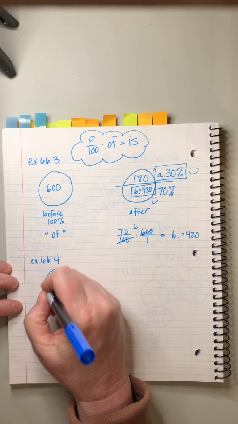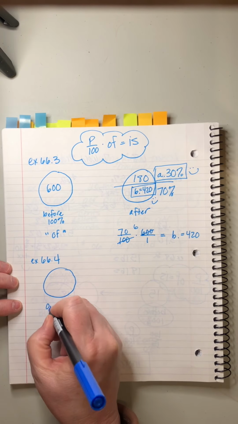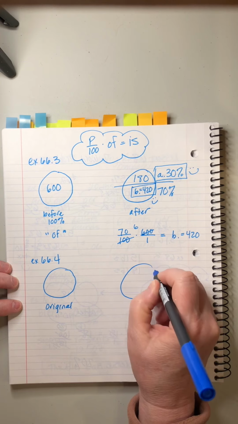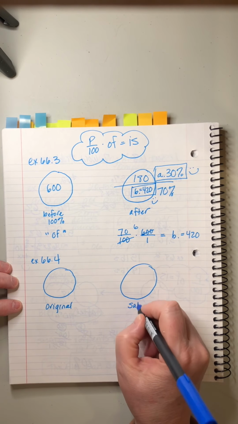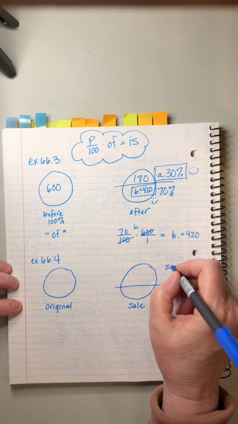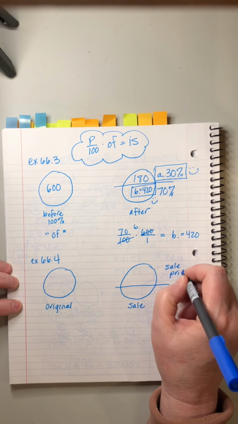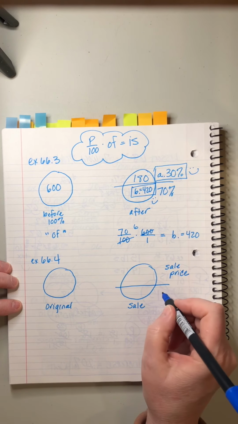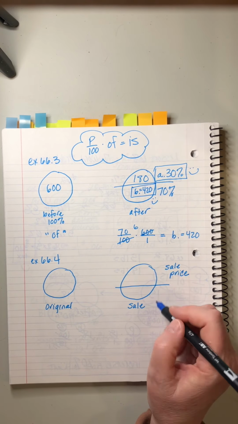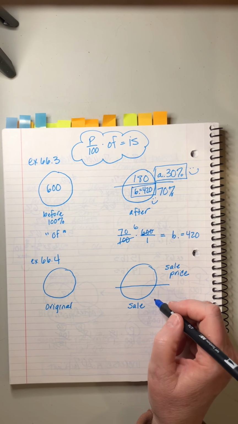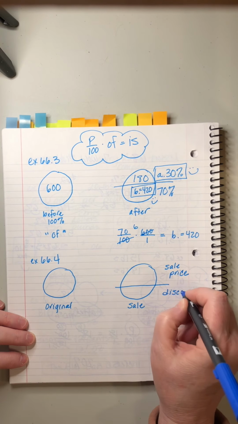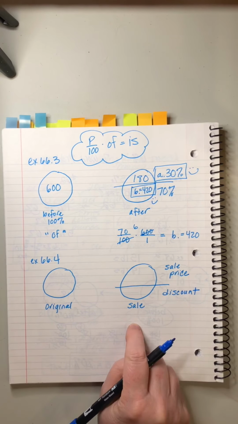Okay, so here's the original price. That's like the before, right? And then here is the after. This is on sale. We're not going to pay all of it, right? We're going to pay, this is the sale price. And this is the amount. If it's 30% off, that means we're going to pay, say, 70%. And we don't have to pay the 30% that it's quote unquote off, right? So we call that the discount. That's what we don't have to pay.